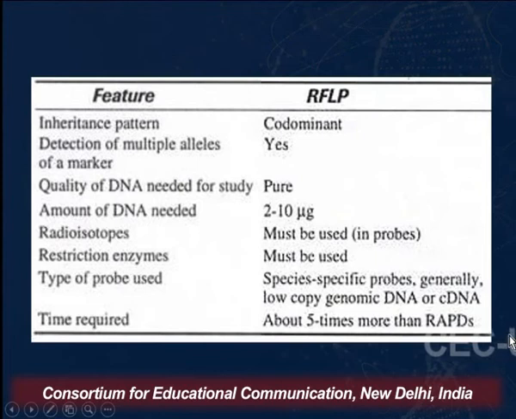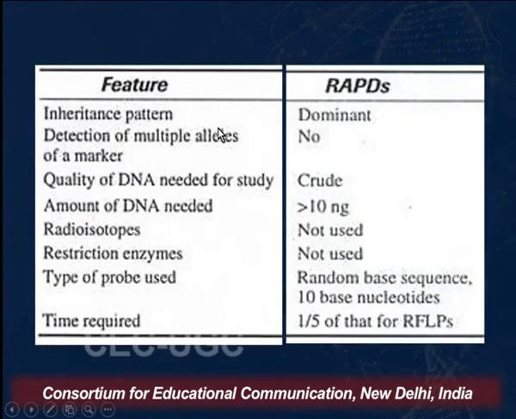So time required is a little more. So these are the features of the RFLP. But if you compare it with the RAPD, in the RAPD it is a dominant marker. This dominant marker basically means it shows the presence or absence of a sequence, but it will not show that the same sequence is present in different allelic forms. So it cannot distinguish between the homozygous and the heterozygous. All it can distinguish is whether this particular amplified product is present in one and not present in the other.